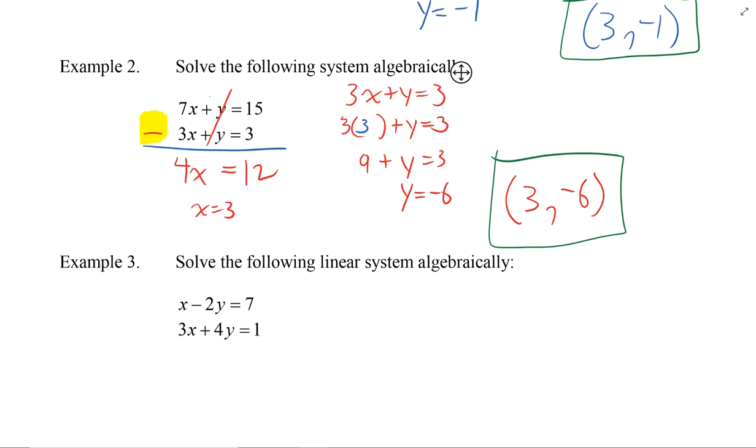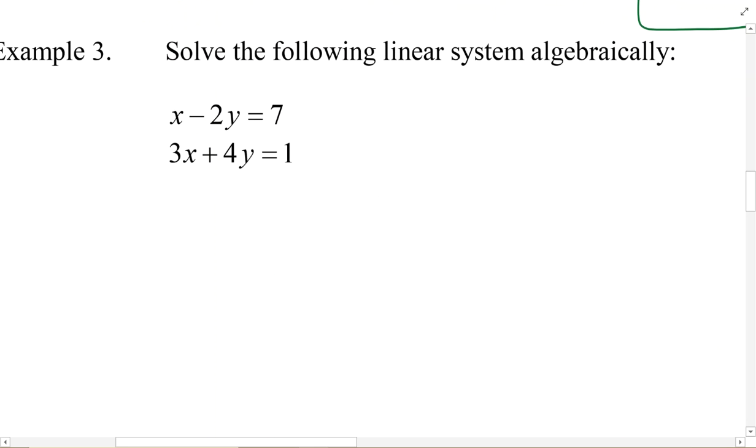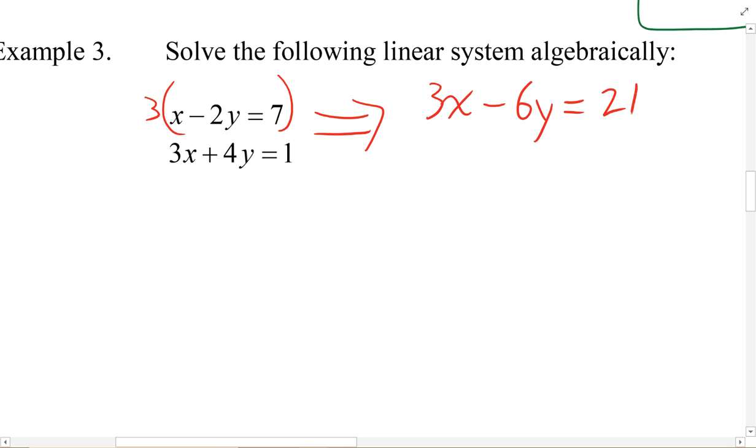The next one's not so easy, right? Our x's aren't ready to eliminate because their coefficients are different, and the y's are not ready to eliminate because their coefficients are different. So my question to you is, what can we do to the top equation to get the x's ready to eliminate? Multiply by 3. So let's go ahead and do that. Top one by 3, and we get 3x, what? Minus 6y equals what? 21.